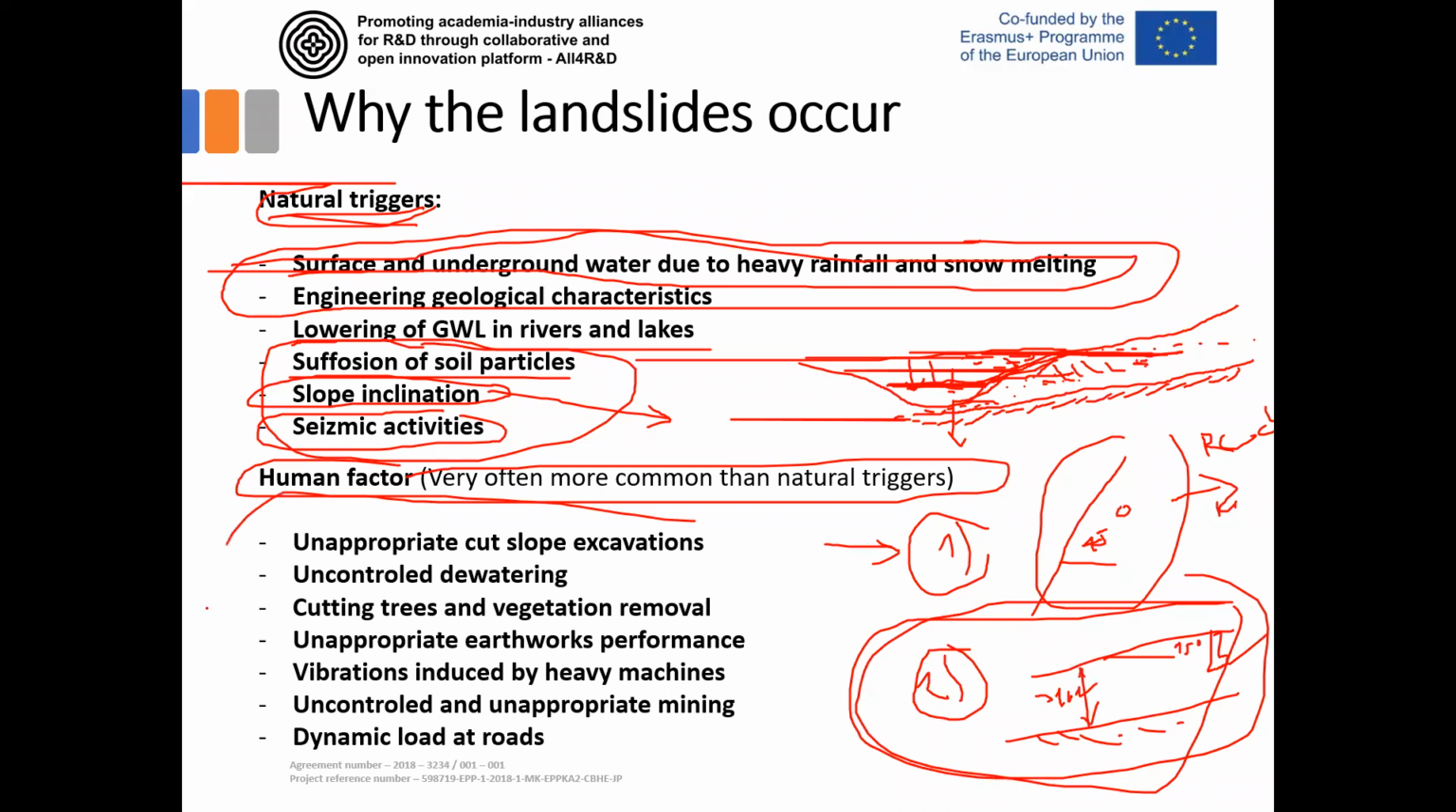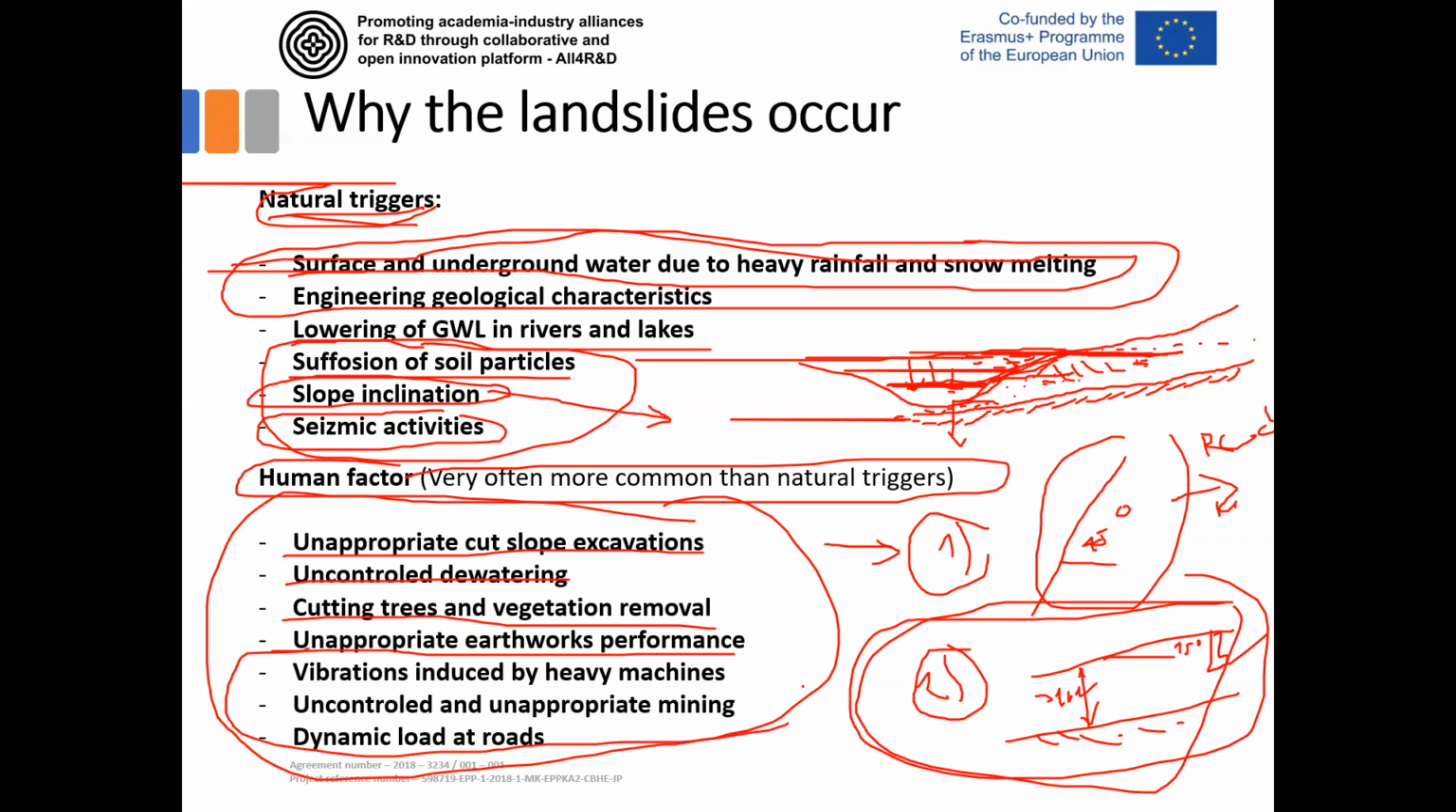Regarding the human factor, the most frequent mistakes in construction that cause landslides are inappropriate cut slope excavation, where we do excavation without any support measures, and uncontrolled dewatering of the area. Cutting of trees and vegetation removal can bring water deeper into the soil-like material. Generally, inappropriate earthwork performance: if you construct an embankment at the top of an unstable or potentially unstable area, it can bring that area totally to unstable conditions.